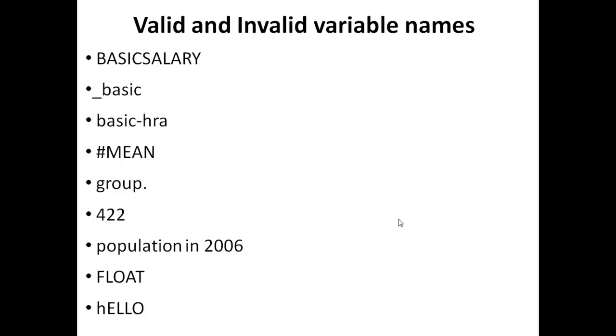If you see the first variable name, it is valid. The second one is valid. The third one is not valid because the hyphen is not an allowed special symbol. This one, hash, is not an allowed symbol. Again, the next one, the dot is not allowed, and a variable name cannot be entirely digits. Again, this is invalid, and this is invalid. We have a space in between. This is also invalid because it is a keyword, and only the last one is valid.